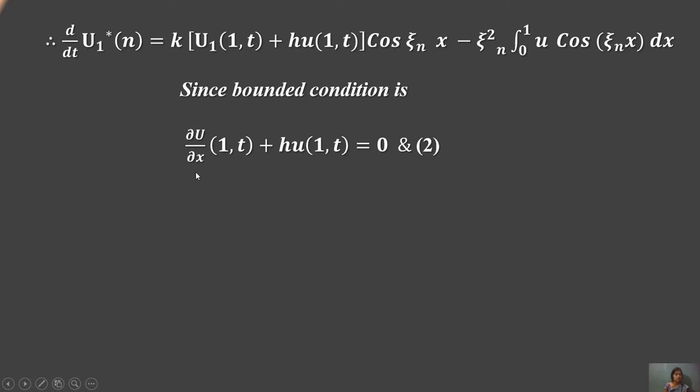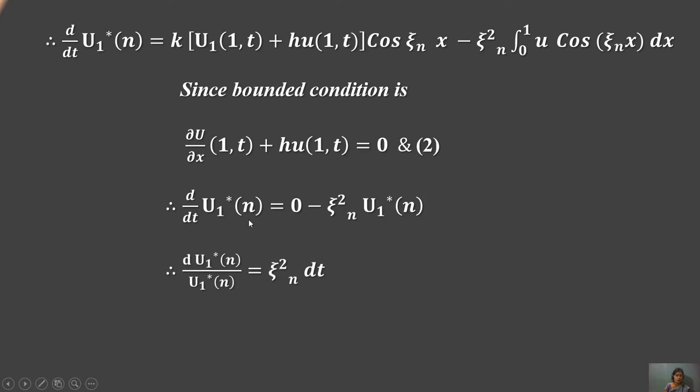Since the boundary condition is ∂u/∂x(1,t) + hu(1,t) = 0, and the second equation also takes this form, d/dt of u1*(n) equals minus xi square n u1*(n), this is generated. Then we put the value of u1* on that side, meaning d u1*(n) upon u1*(n), this value will be generated.